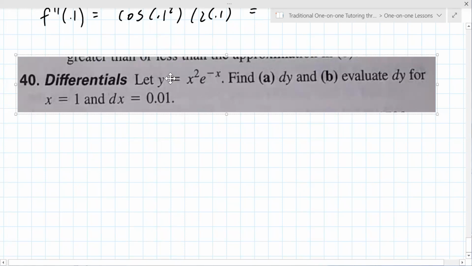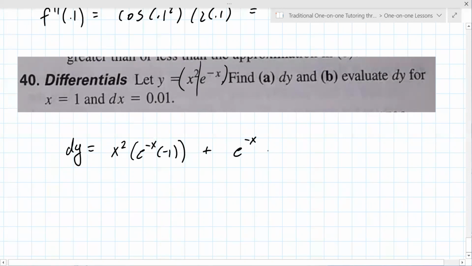This says find dy, and you might be thinking this doesn't look quite right. It's because you find your derivative and then you multiply it by dx. So you find dy using the product rule here: x squared times e to the minus x times -1, plus e to the minus x times 2x, and then you multiply it by dx. It's a little bit different, but that's what it is.